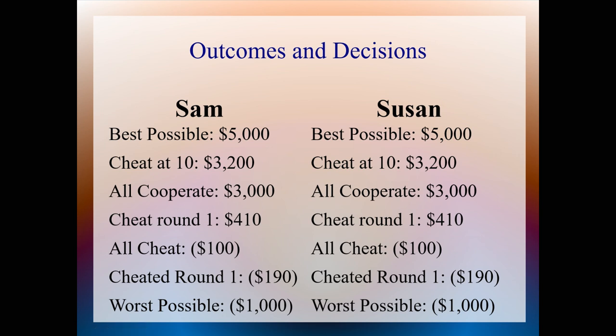For the egoist, the rational thing to do is actually to cheat from the beginning. Because if you cooperate on round one, you could end up with a negative $190. If you cheat from round one, the worst thing that could happen is that you would end up with negative $100. Okay? If you simply get one of those rounds where you cheated and you win over the other person, they cooperate, you could end up with a positive $410. So for the egoist, all of these are bad options.